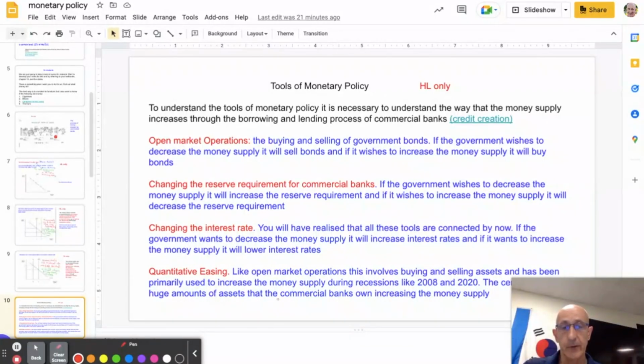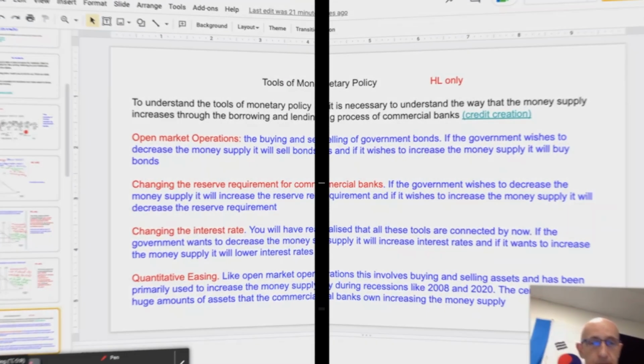Basically, the government, the central bank, can buy and sell assets belonging to commercial banks in order to sort of increase the money supply. So if they wanted to increase the money supply, they would buy assets belonging to commercial banks and essentially give the commercial banks more liquidity, more money which they can lend, and promote that monetary expansion in the economy. And that's quantitative easing. Okay.